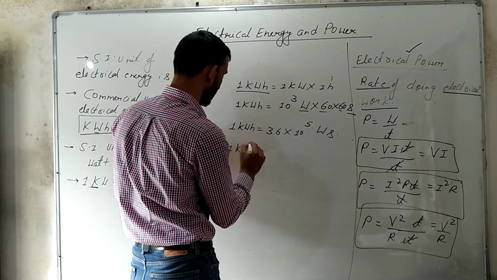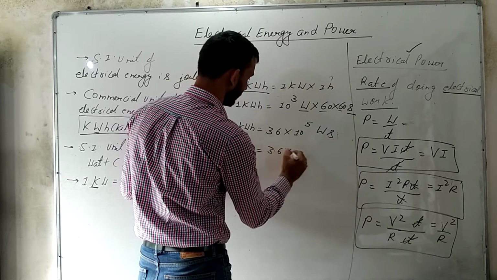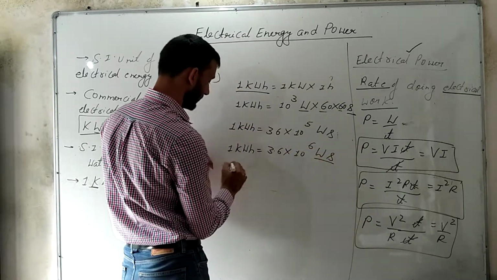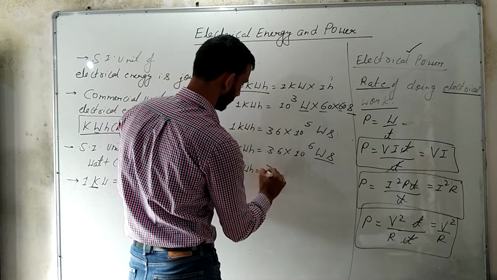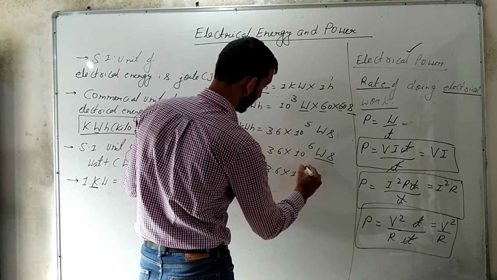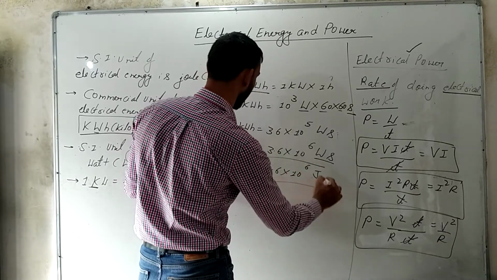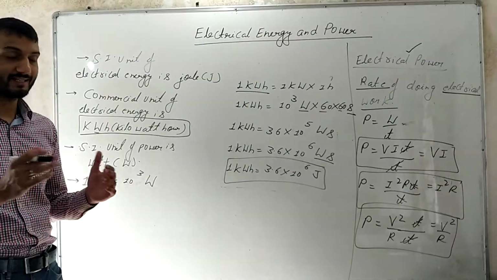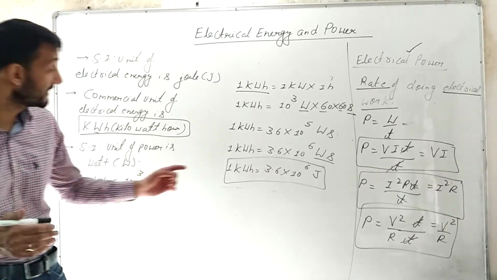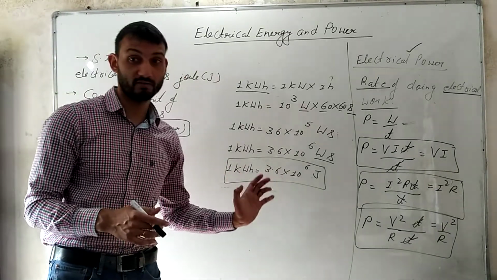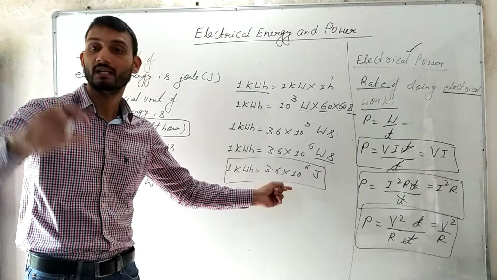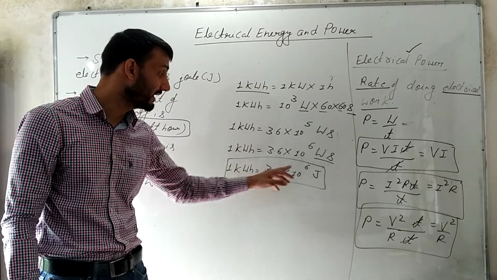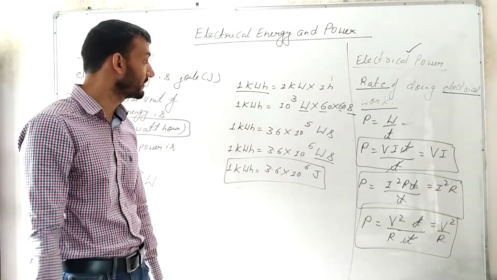I can write it as 3.6 into 10 to the power 6 watt second, and this watt second will become joule, which I have discussed earlier. So 3.6 into 10 to the power 6 joule. It means 1 kilowatt hour is equals to this much of joule. So whenever you have used 20 kilowatt hour of electrical energy, it means this much joule you have consumed. If suppose you have consumed 10 kilowatt hour, you multiply this by 10 and you will get the amount of energy consumed in joule.